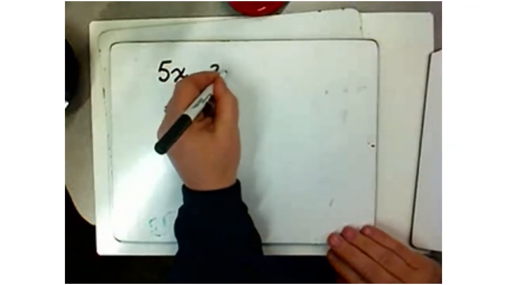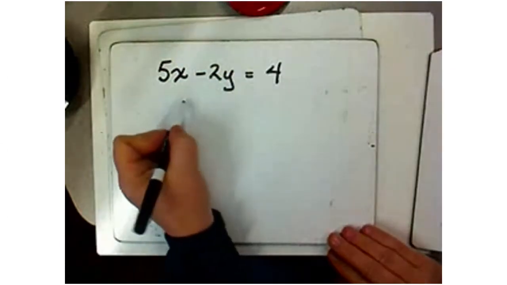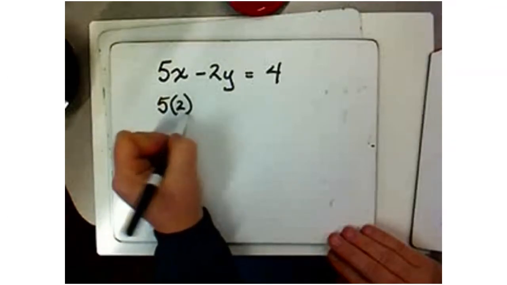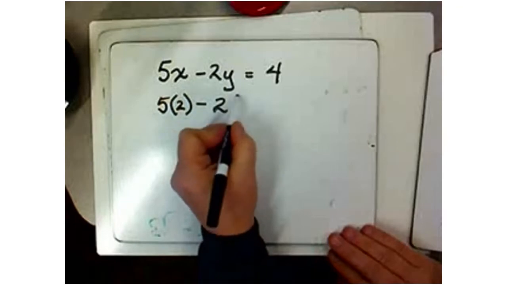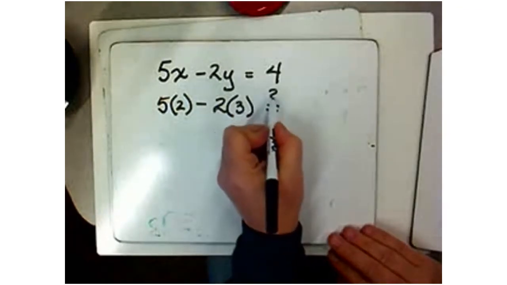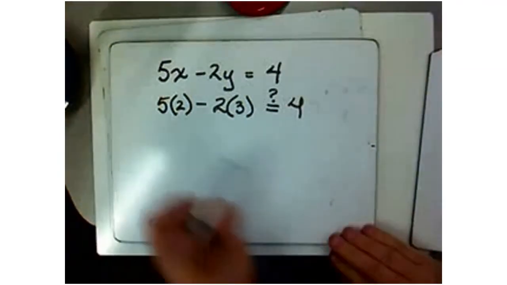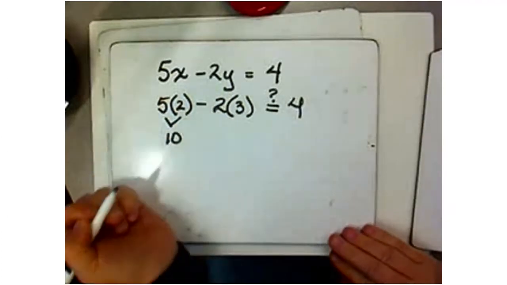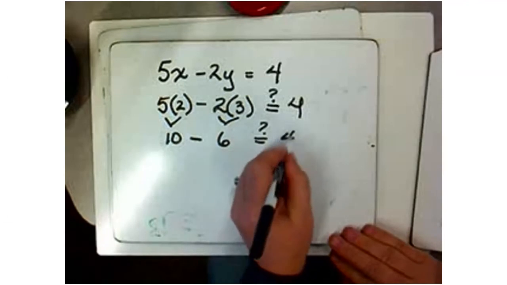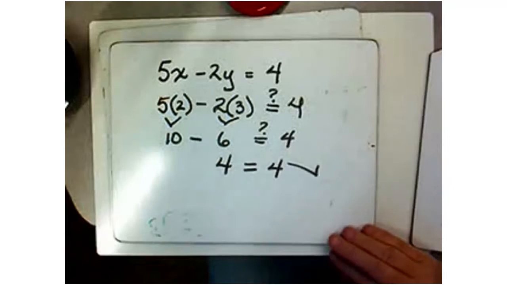5x minus 2y, does that equal 4? So our solution set, the x was 2, so we're going to say 5 times 2 minus 2, and our y was a 3, 2 times 3. Does that equal, I'm putting a question mark over my equals, does that equal 4? Because we're checking it. So 5 times 2 is 10, minus 2 times 3 is 6. Does that equal 4? 10 minus 6 is 4. Yay! 4 equals 4. We did it right.